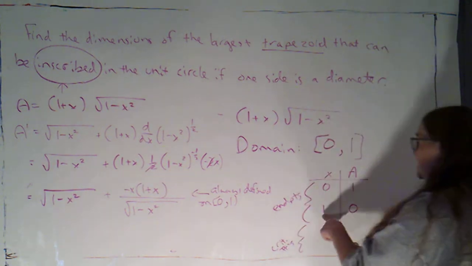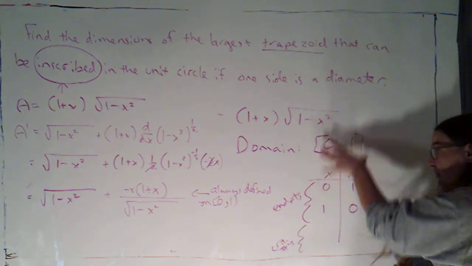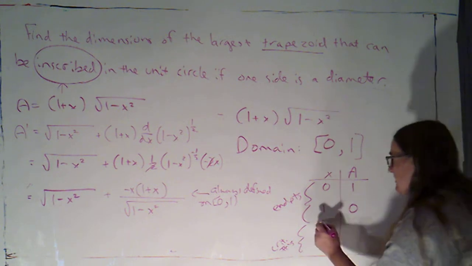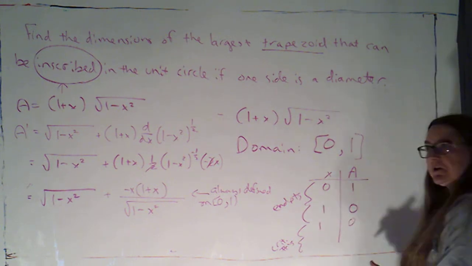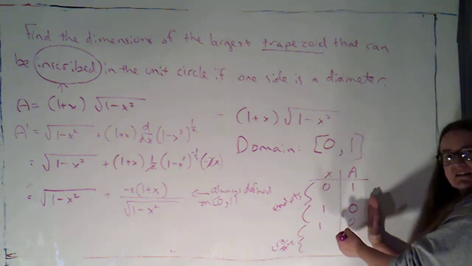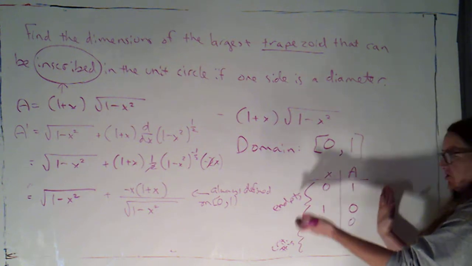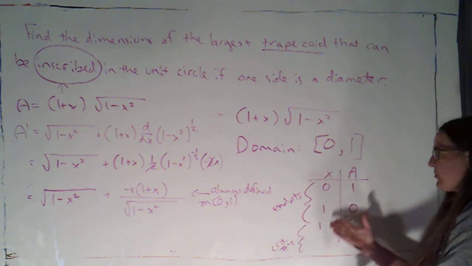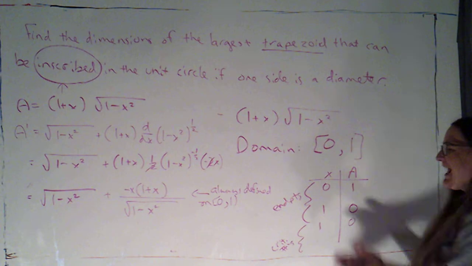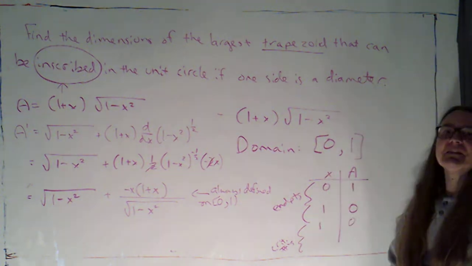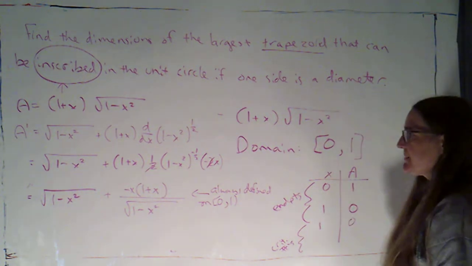I don't really care, because I already listed it on my table. I want to make sure I have a complete table. So I could list 1 again because it's a critical number, but it's really not necessary to list it twice. It shows up for 2 reasons, because it's an endpoint and because it's a critical number. As long as it's on the list, I'm going to make sure that I'm checking it.